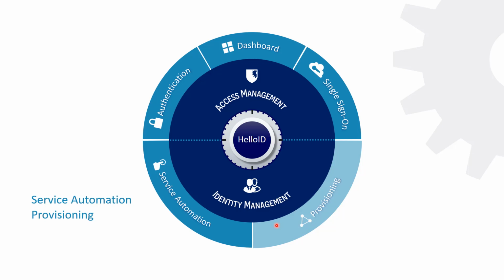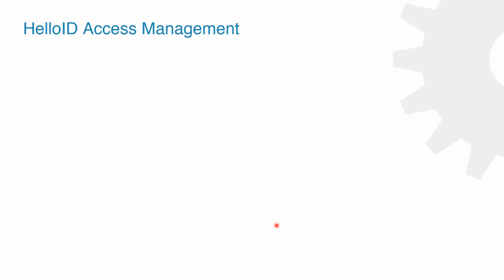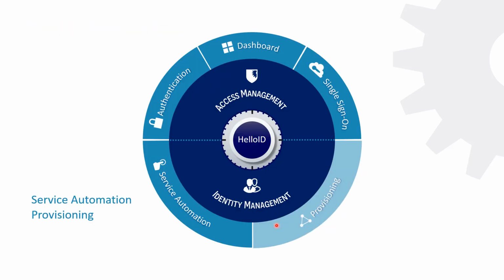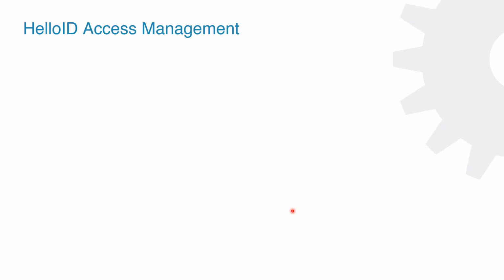Okay, so let me show you the roadmap for the different items. So I'd like to cover access management, service automation and provisioning. Those are the 3 modules in HelloID. For access management, this is the stuff that we are going to focus upon. We're going to do a lot of little things too, but these are the major things that we're focusing on in the coming months. That's the multi-factor.